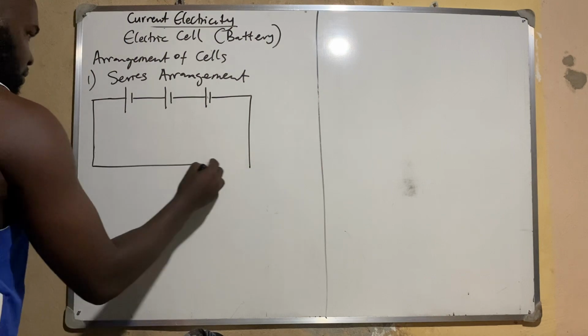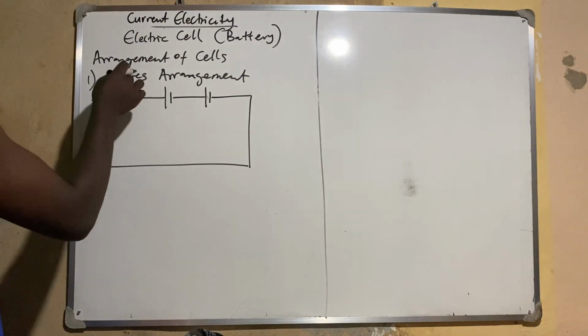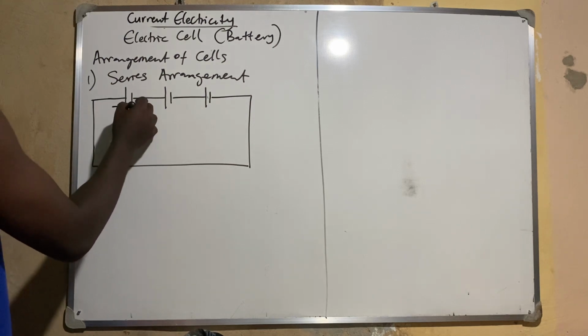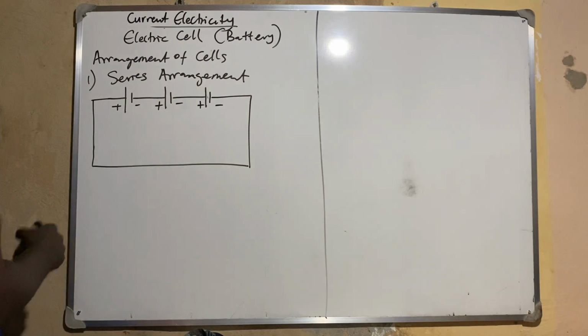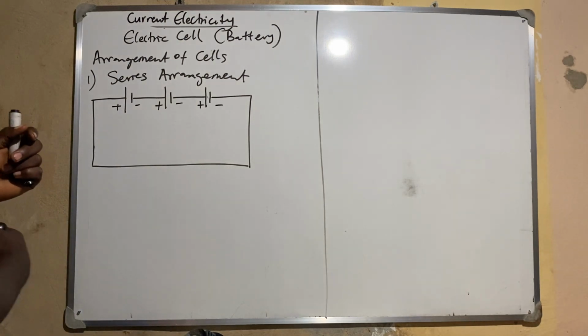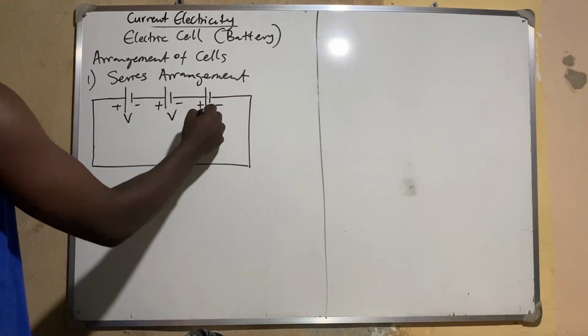okay. Now, how do you know a cell? We know a cell by the long one and the short one. The long one is the positive charge. The short one is the negative charge. Positive, negative, positive, negative. That is how we know a cell. And they have a potential difference across them.